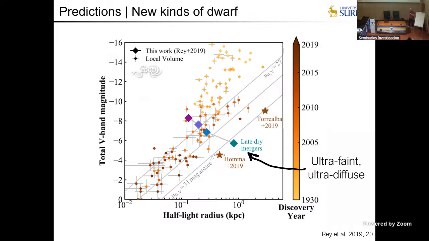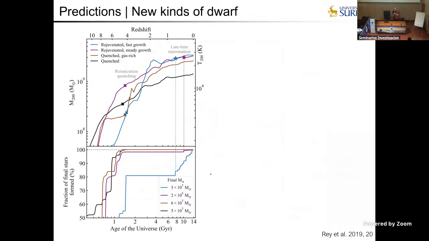And you can test this prediction as well, because if you form this thing through late mergers, because you're forming it from all these lower mass pieces, it has a systematically lower metallicity at a given luminosity than a similar galaxy. So if you do find one of these things, you've got that extra check. What's the metallicity? Is it systematically low? What other predictions do we have?